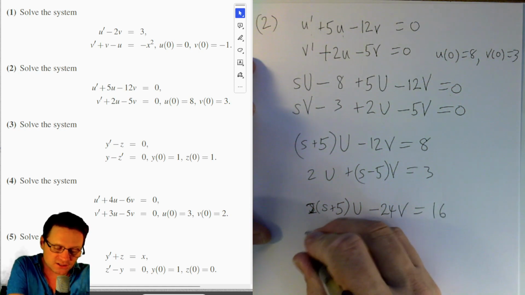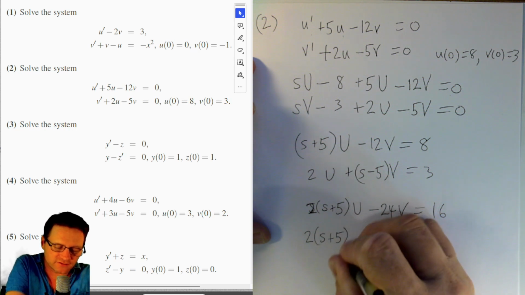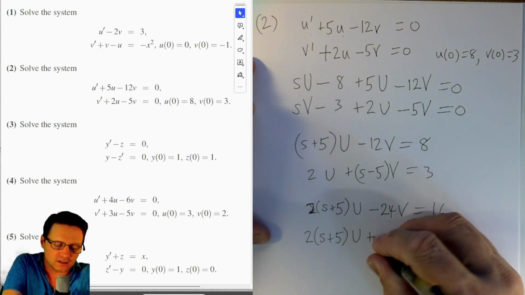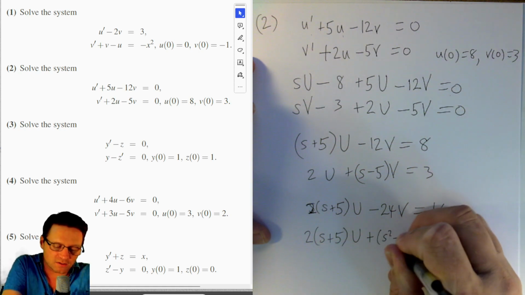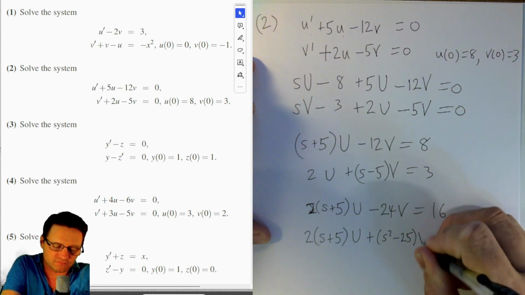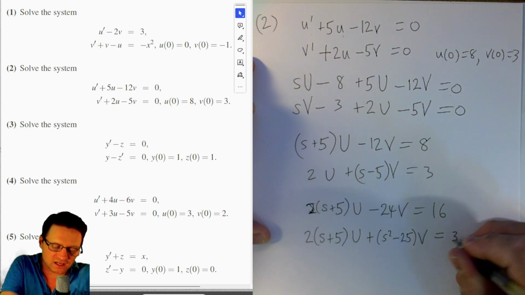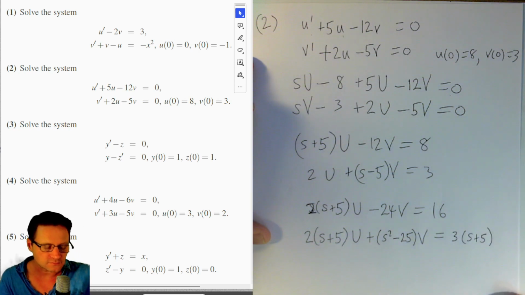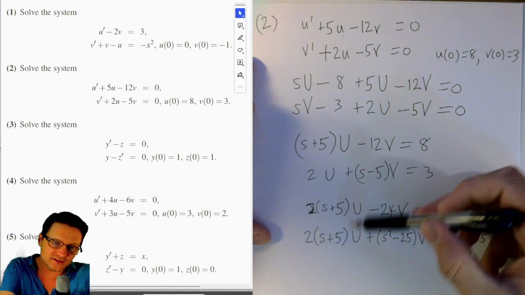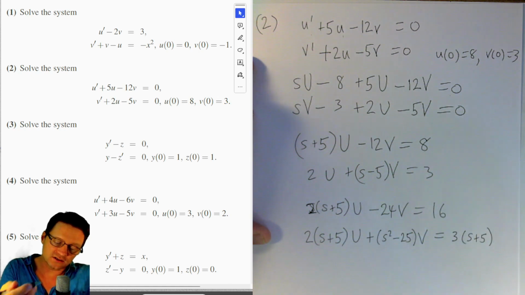Now with the second equation, multiplying that by s plus 5, 2s plus 5u. Now s plus 5 times s minus 5 is s squared minus 25, and that's times v. And then on the right hand side we have 3 brackets s plus 5. Okay, so now these two are the same, and subtraction would make those vanish. So let's take the second equation minus the first equation.